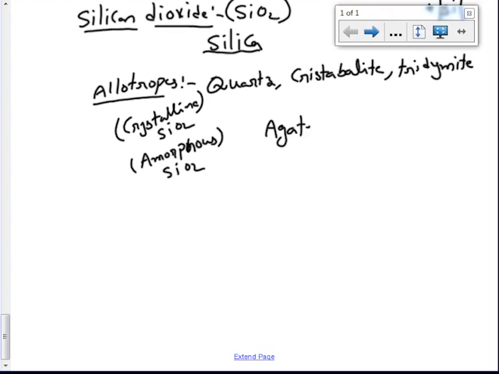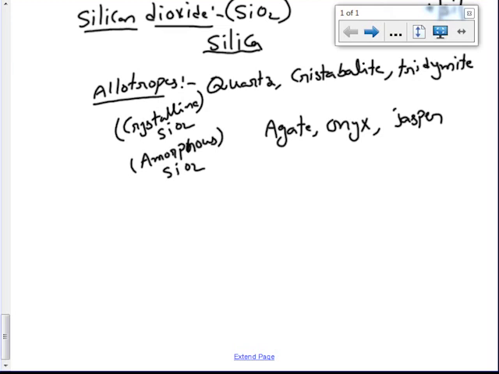agate, onyx, jasper. So silicon dioxide is the most familiar and important compound for us. Each and every watch has quartz written on it. Quartz is made up of SiO2, silicon dioxide, that is coming from sand. So the crystalline form is quartz.